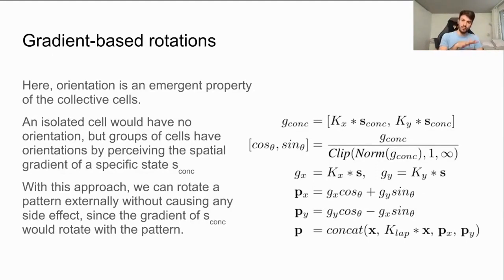So this means that if all your neighbors would have the same state, you would actually not perceive any gradient of states for all the states, not just the concentration state. And if you're wondering why we would care about this, it's because it solves some problems that we explore more in the paper, but we don't have time to talk about here.